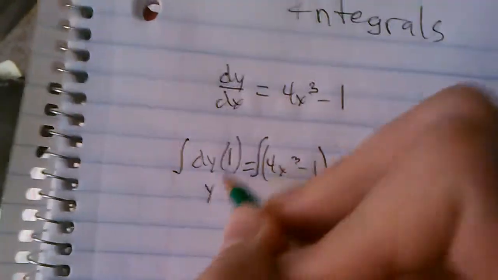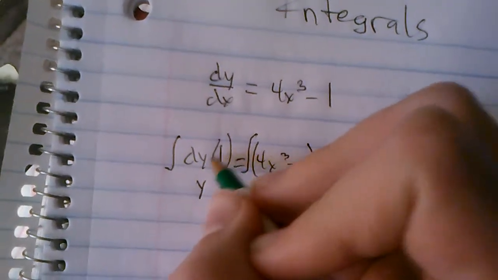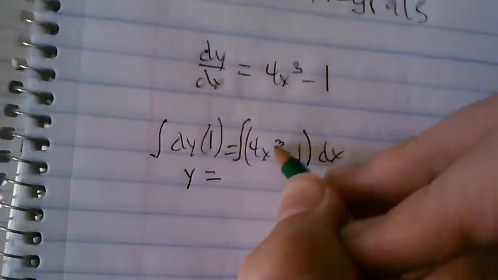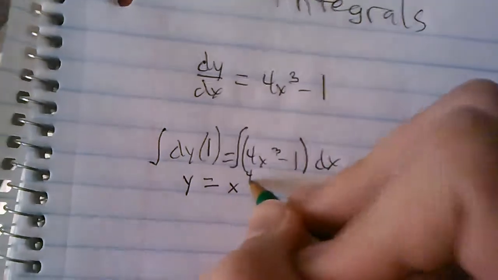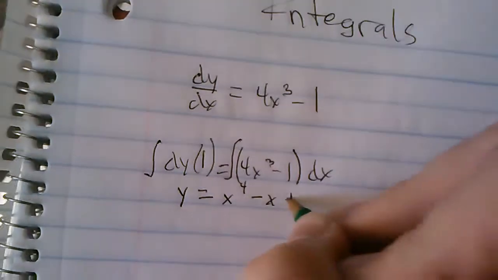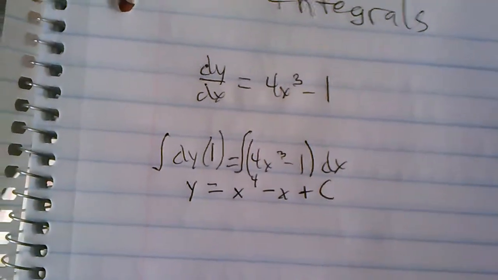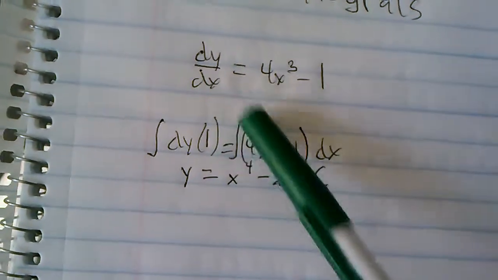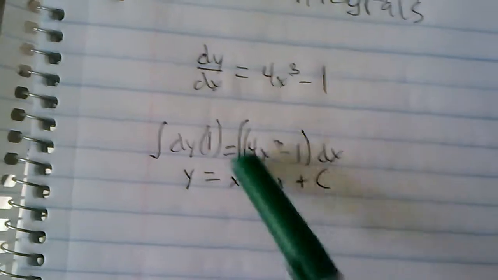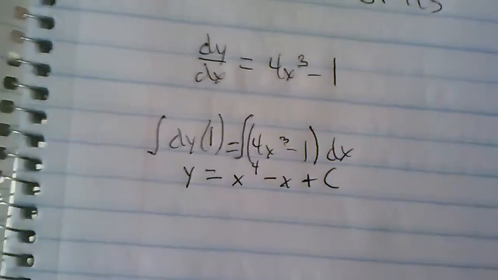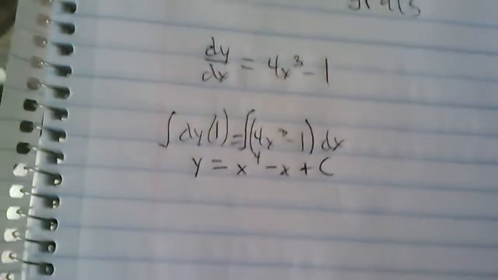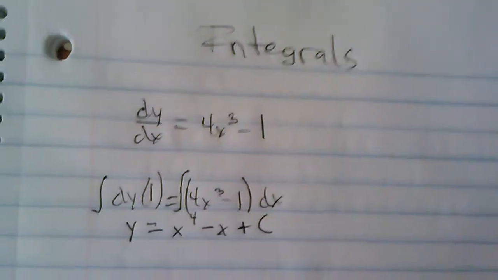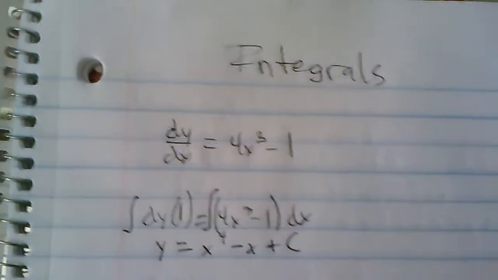So this is y, because the integral of 1 with respect to y, or dy, is going to be y, equals, and the integral of this is going to be x to the fourth minus x plus c. So that's just why that works and why we're taking this with dx and all of that, and that's an explanation of the notation, because we're just moving things over. So I figured I'd do a couple of basic examples, and move on to harder stuff in the next video.